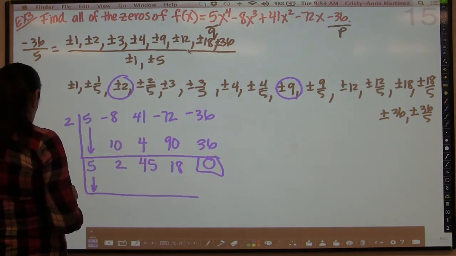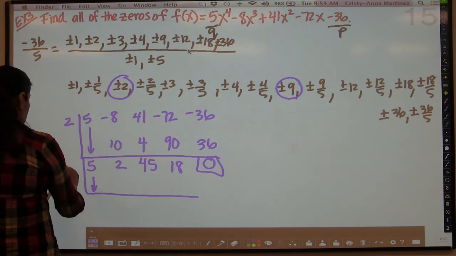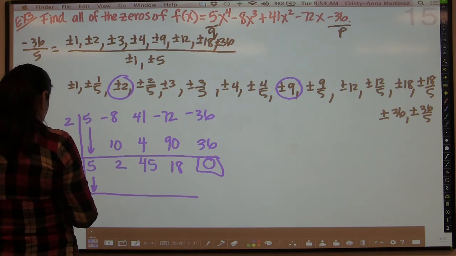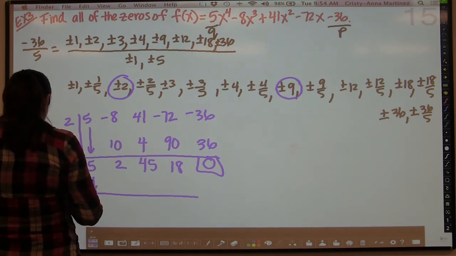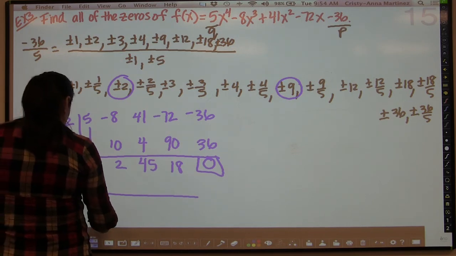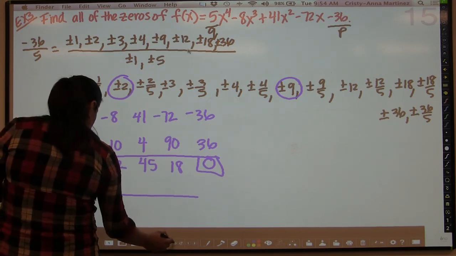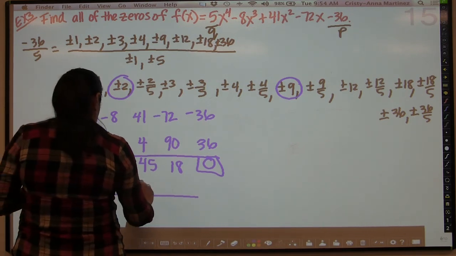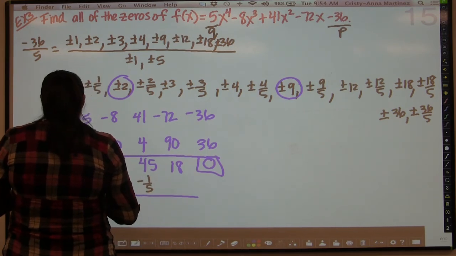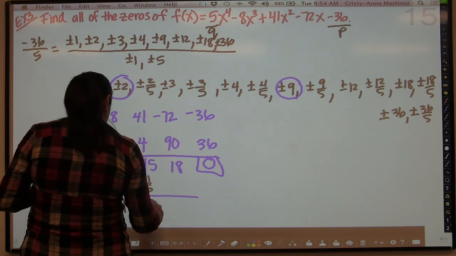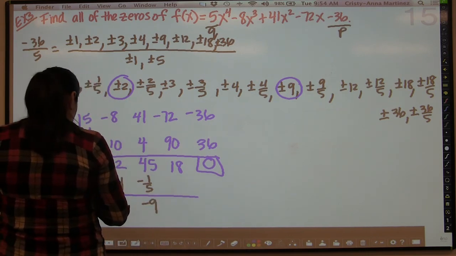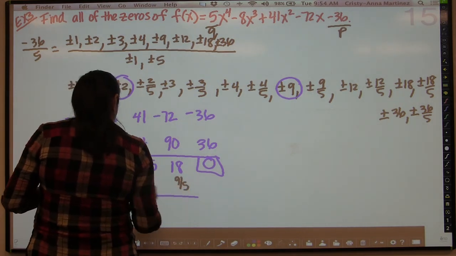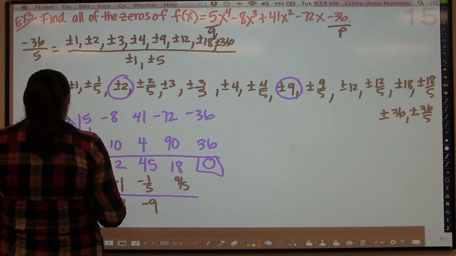How about, let's see, negative 1/5. I'm going to try a fraction. So we're going to go 5 times negative 1/5 is going to give you a negative 1. Two minus 1 is 1. 1 times negative 1/5 is negative 1/5. 45 divided by negative 5 is going to be negative 9. And negative 9/5. So it's going to be positive 9/5. But that's not going to work either.